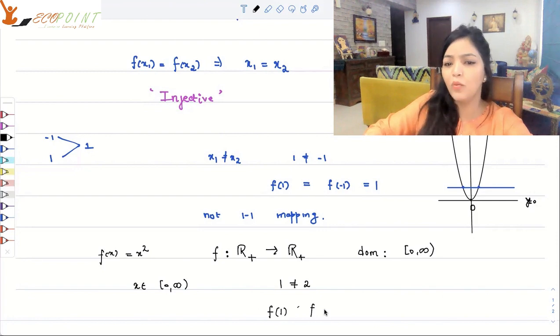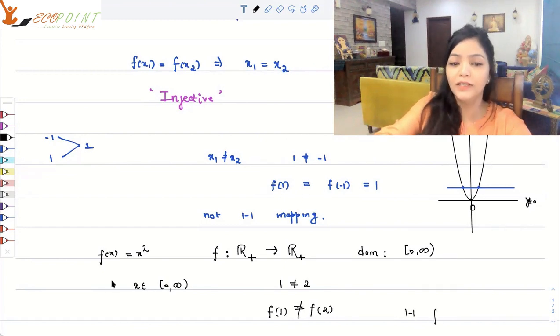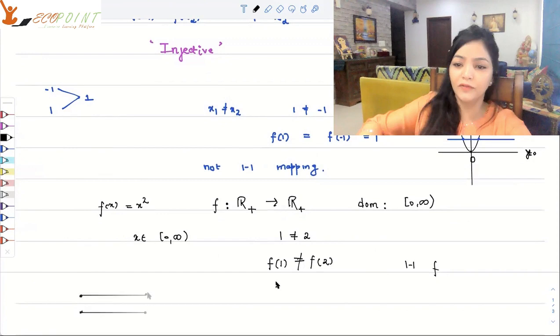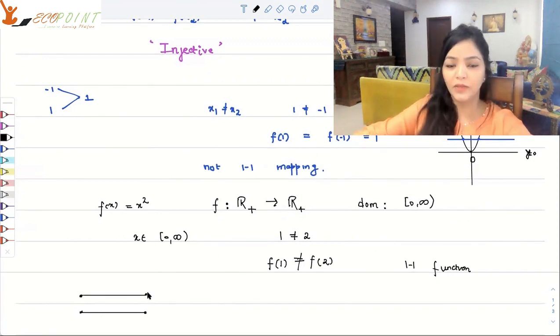Clearly, f of 1 is 1 and f of 2 is 4. So f of 1 is also not equal to f of 2, which means that this indeed is now a one-to-one function, because if you think in terms of the mapping, distinct entries in the domain will fetch you distinct entries in the codomain.